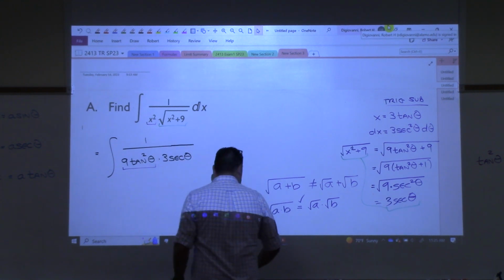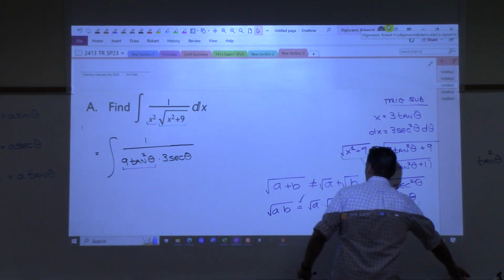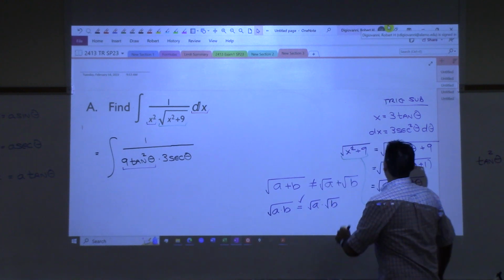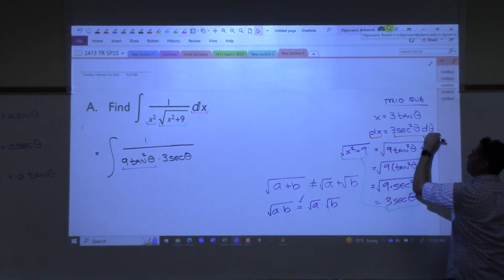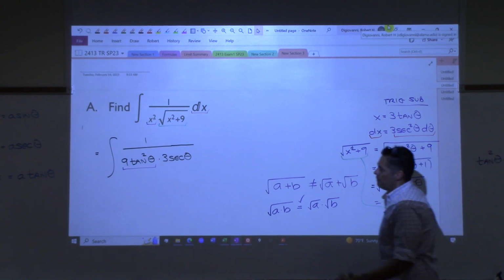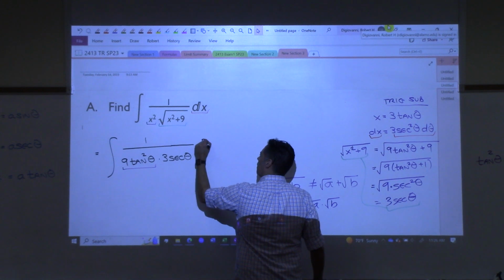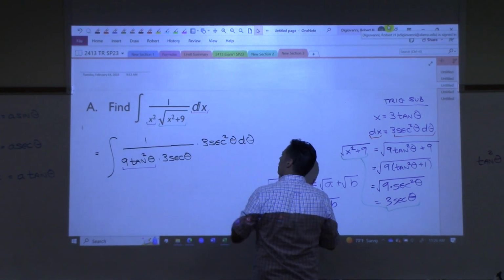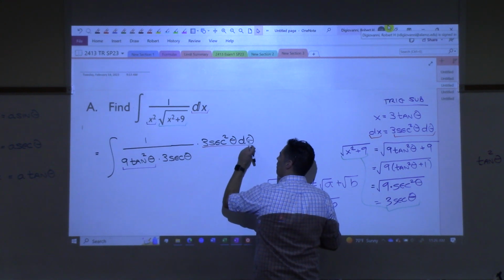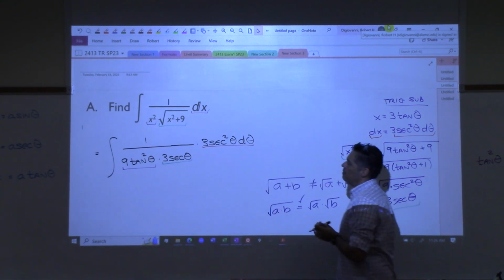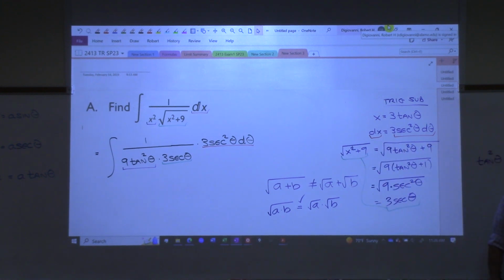And do not forget the very important dx, right? The dx must be replaced, and we know dx is this, right? 3 secant squared theta d theta. That's the red part. It's the green part. Everyone see where all those pieces come from?